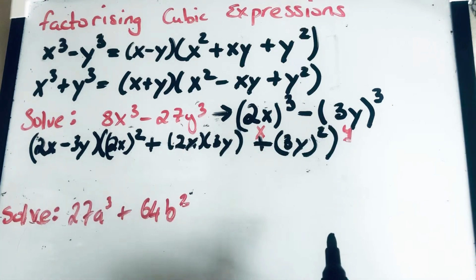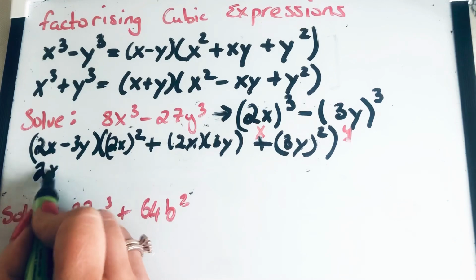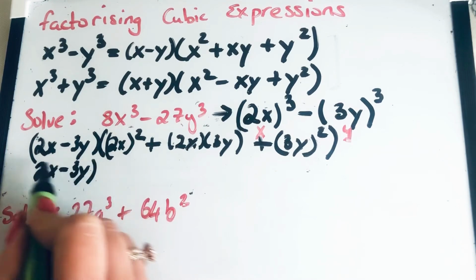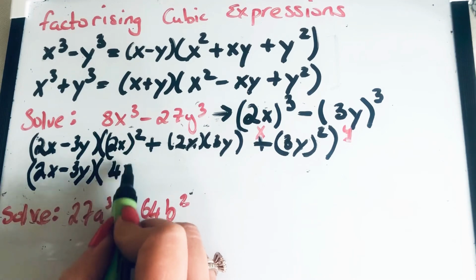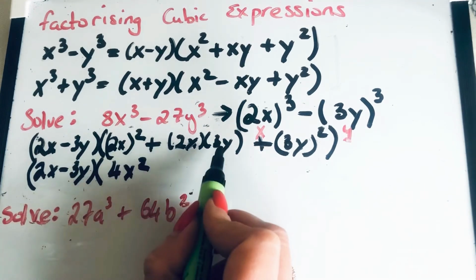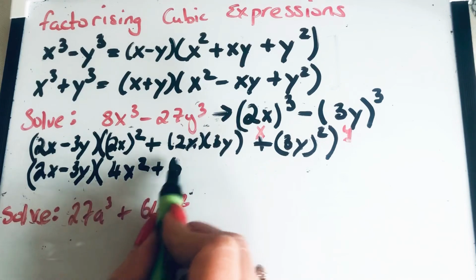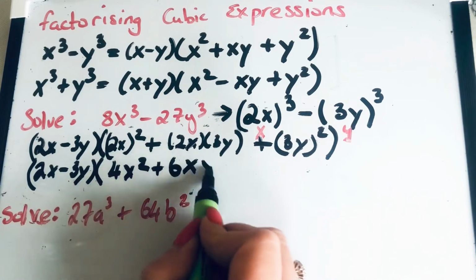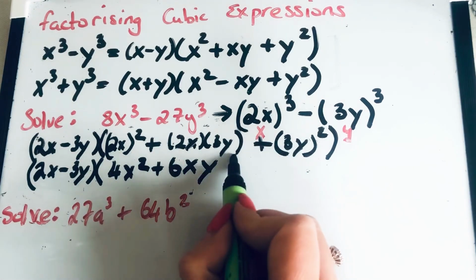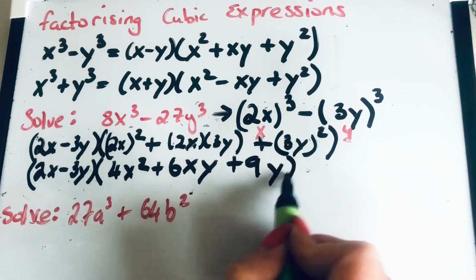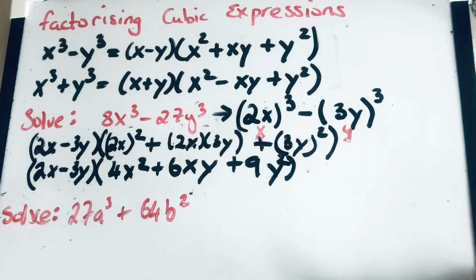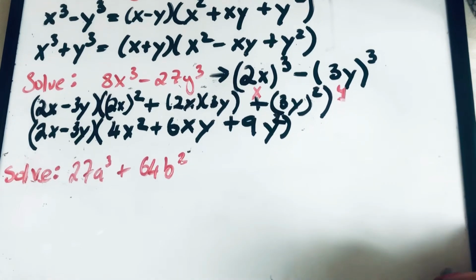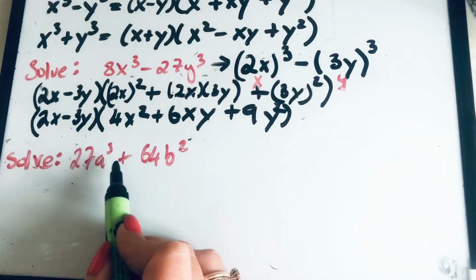Next of all, to simplify it, we leave our 2x, take away 3y alone, and we say what is 2x squared? Well, that would be 4x squared. 2 by 3 is 6, x by y is xy, and 3 squared is 9, y squared. And we're done.